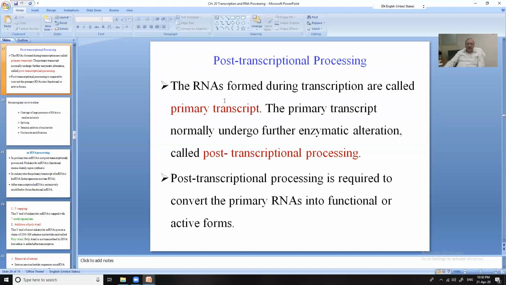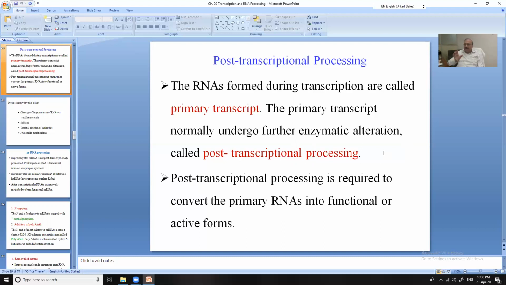Post-transcriptional processing: the RNAs formed during transcription are called the primary transcript. The primary transcript normally undergoes further enzymatic alteration called post-transcriptional processing. So once RNA is formed, it has to be modified. Right? There are many ways of modification. It has to be modified before becoming a precisely active RNA molecule.